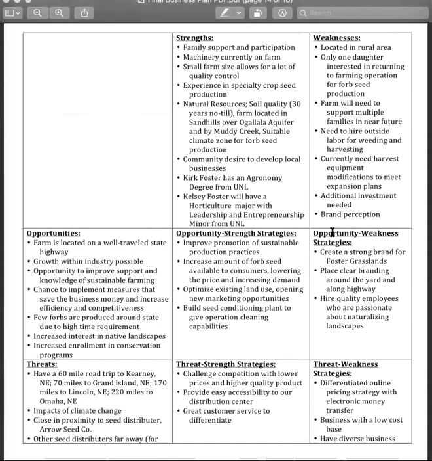So I'll then look at this next strategy section and take my weaknesses and try to combat them with the opportunities available. So, for example, to create a strong brand for Gloucester Grasslands will help diminish the weakness of being located in a rural area. Place clear branding around the yard and along the highway will combine the opportunity of being well located on the highway with the need to get the brand perception elevated.